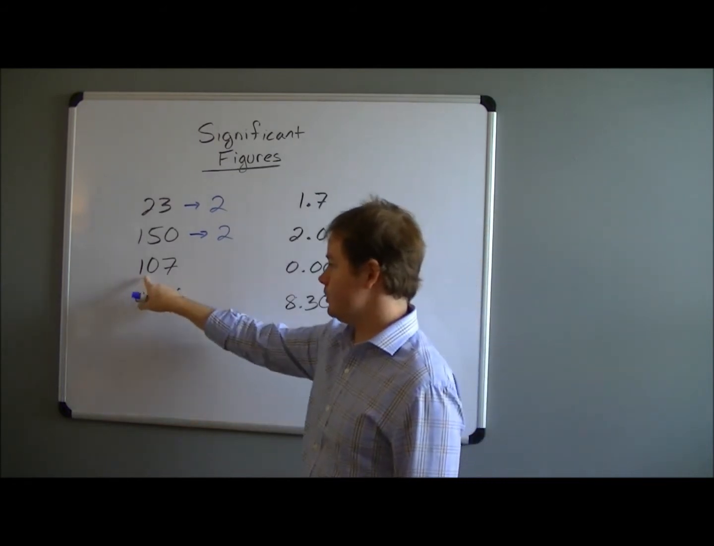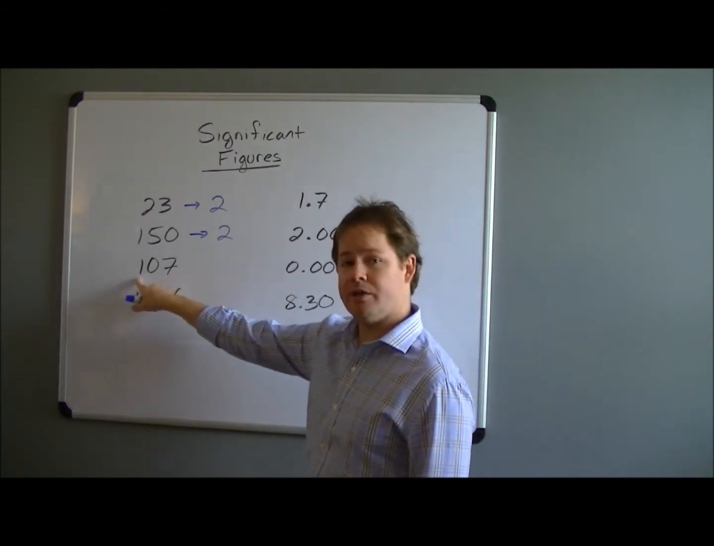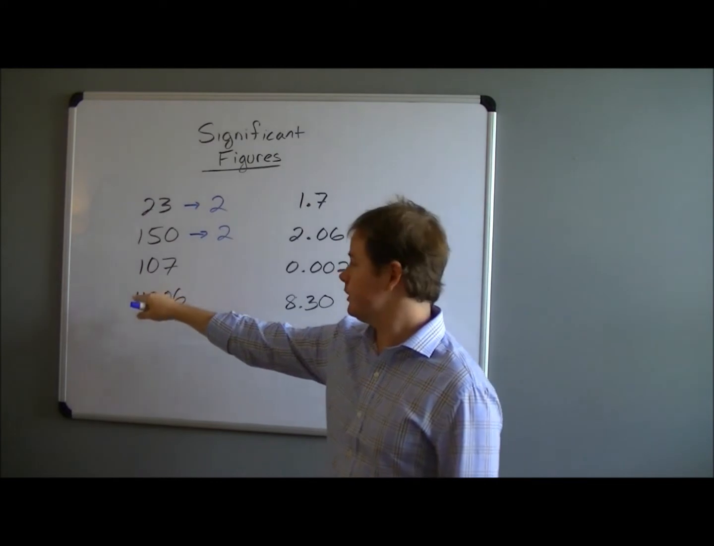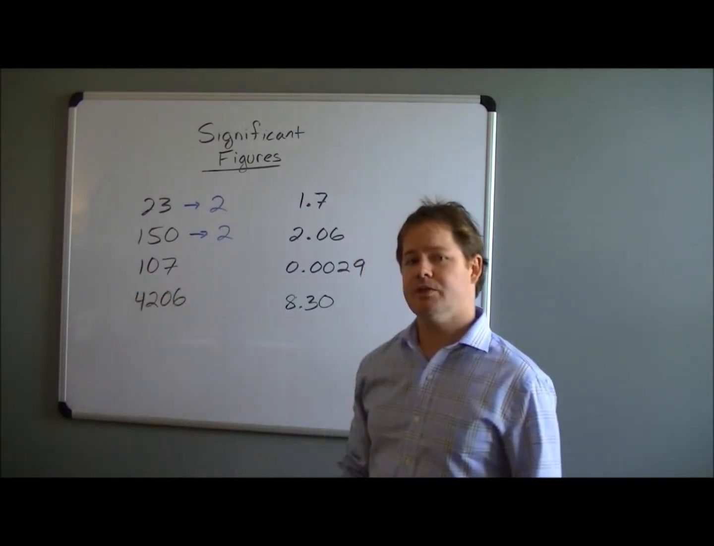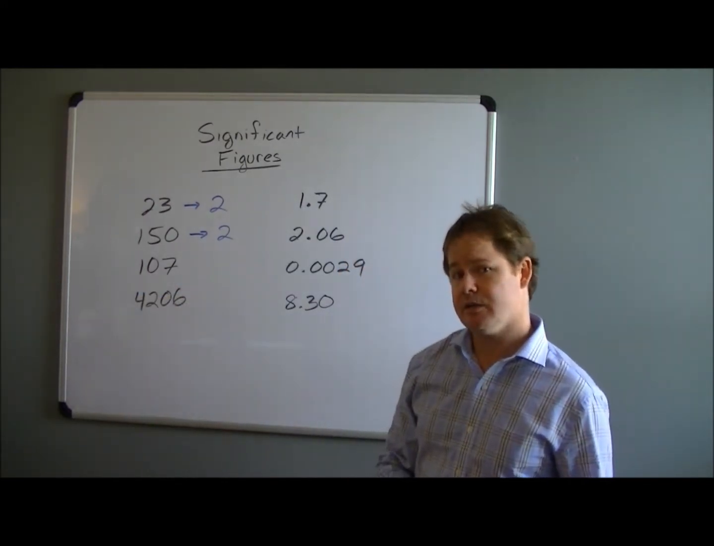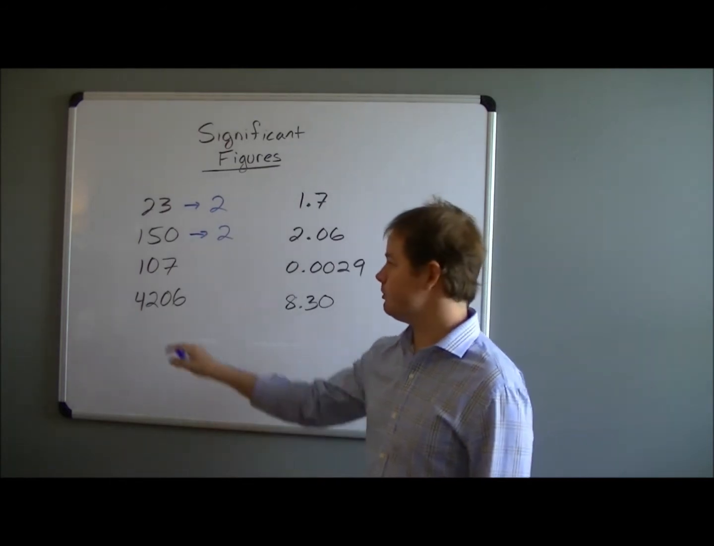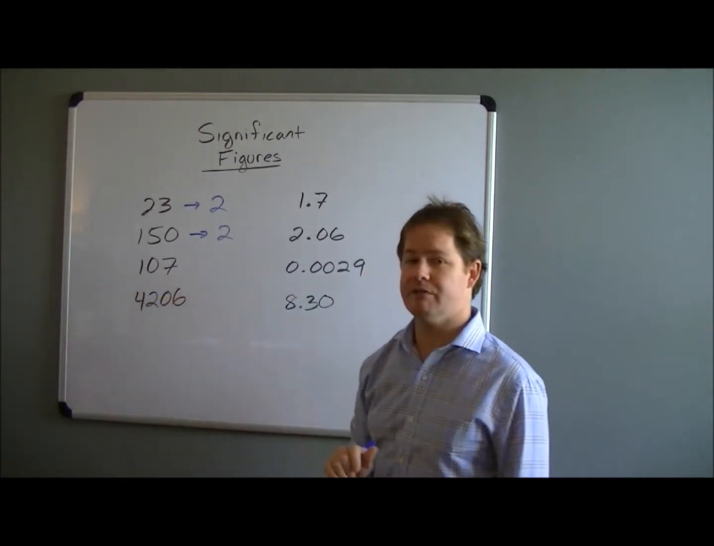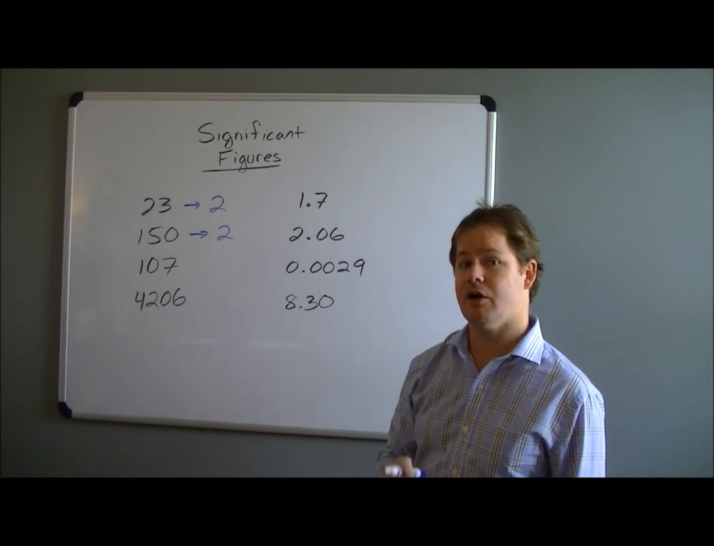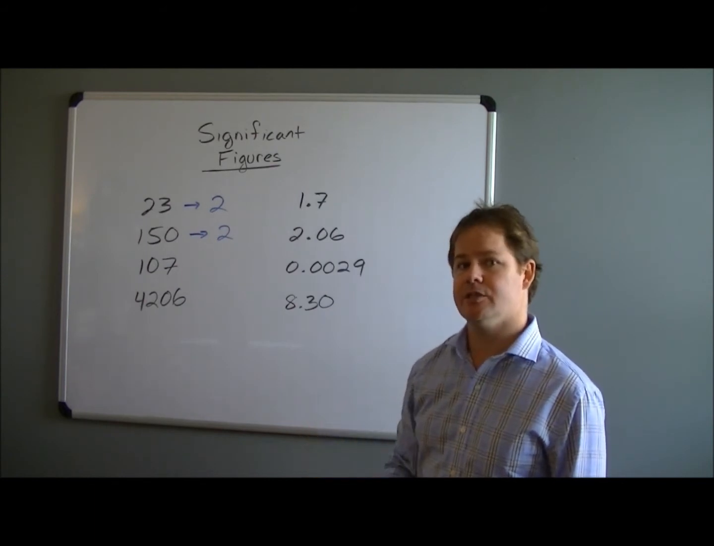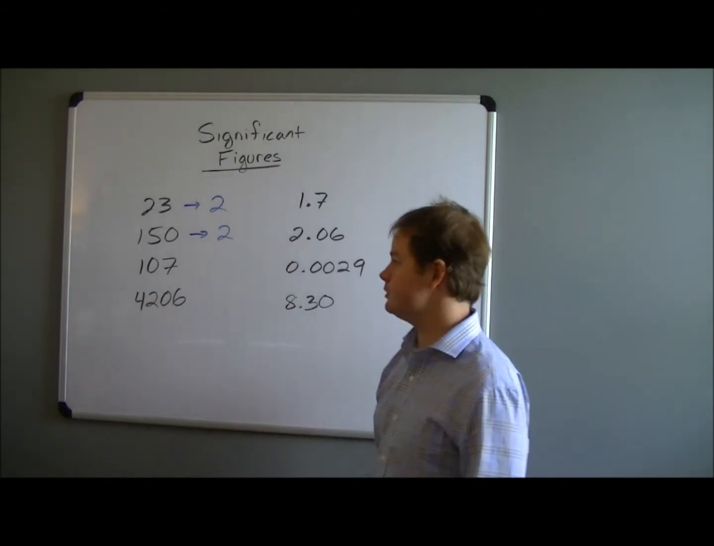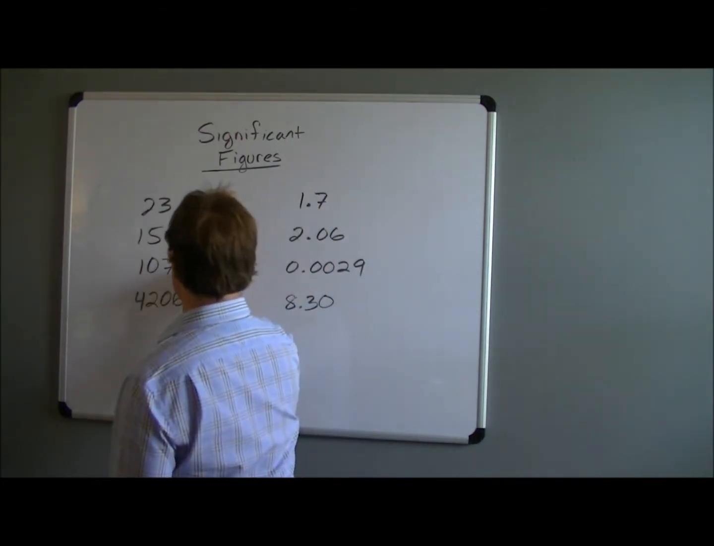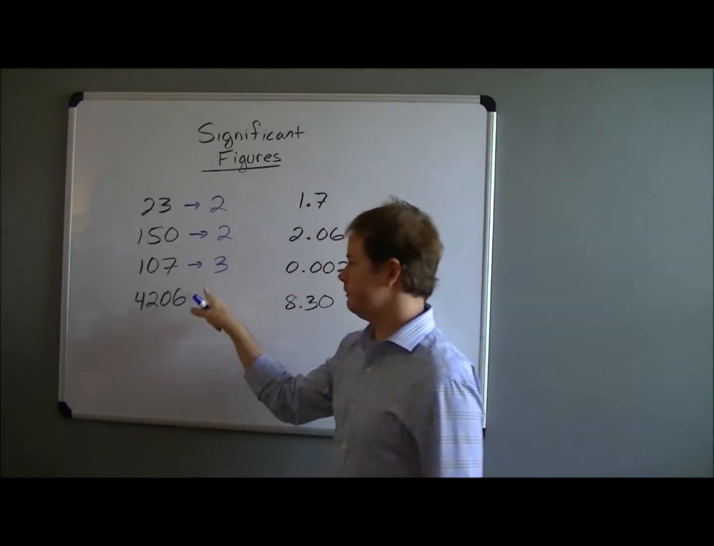So here we have 107. The 1 tells us how many hundreds we have. The 0 tells us that we don't have anything in the tens column, but that's not the end of our number. The 7 tells us that we do have 7 in the ones column. So we in fact need all 3 of those digits to tell us what the number actually is. So all 3 of those in this example will be significant.